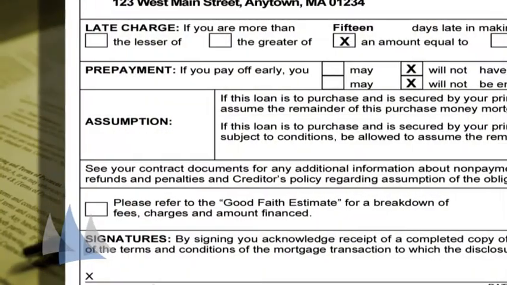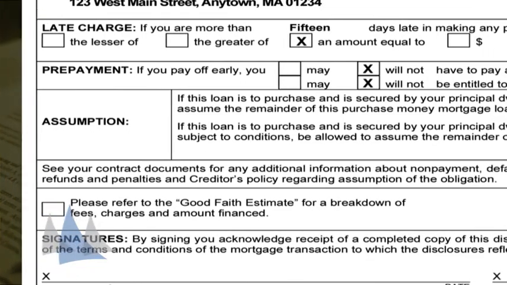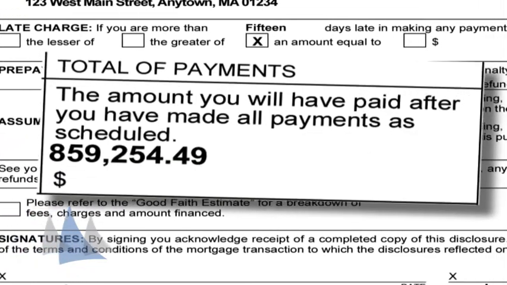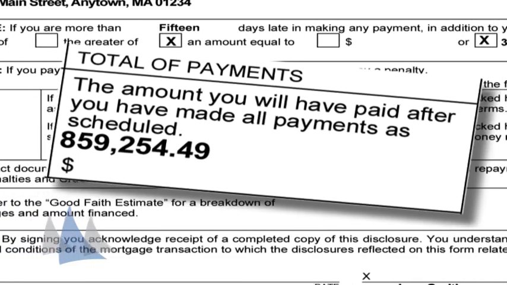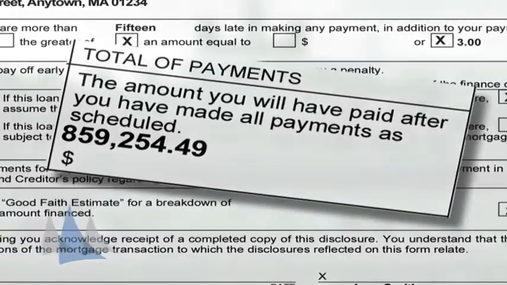This document also explains whether or not the loan is assumable. It projects for the borrower the actual amount of interest they'll pay over the life of the loan if they keep the loan until its final due date.